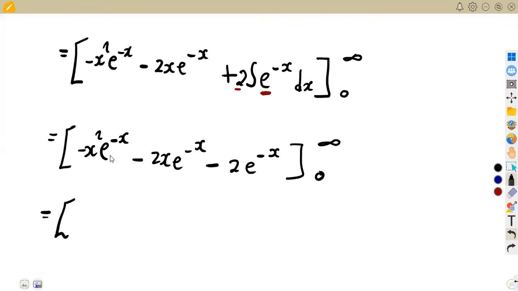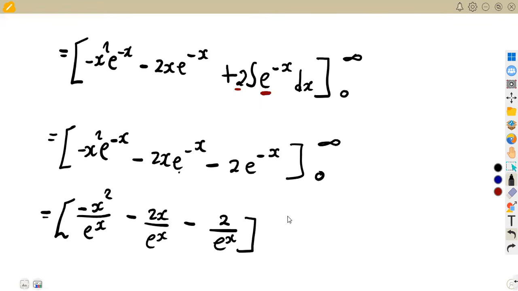So we are going to have e to the exponent of negative meaning 1 over. So we're going to have minus x squared over e to the exponent of x. Then here we are going to have e again, so it's going to be minus 2x over e to the exponent of x. We have got e to the exponent of minus x, so it's going to be minus 2 over e to the exponent of x like this, with our limits here infinity and 0.